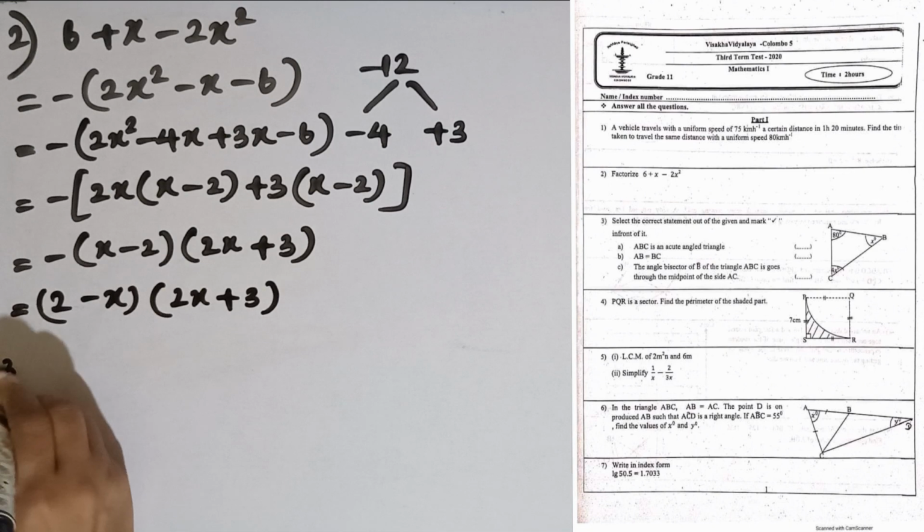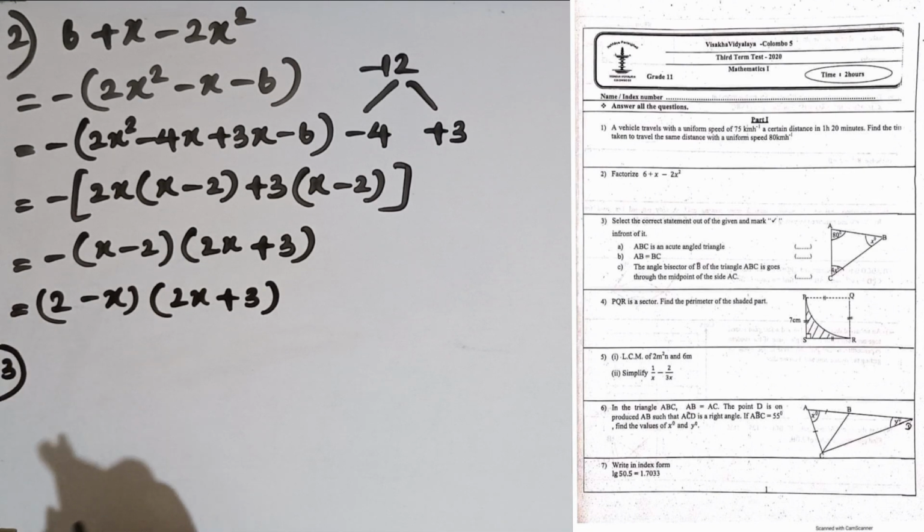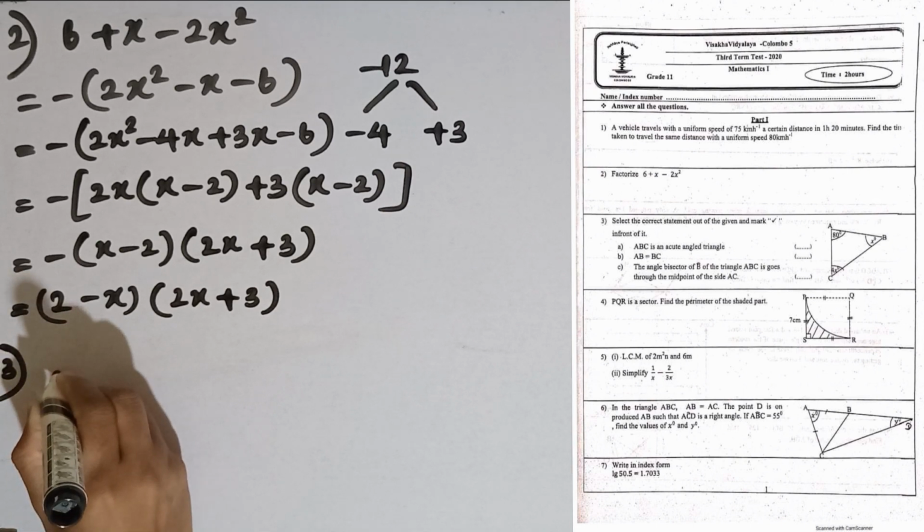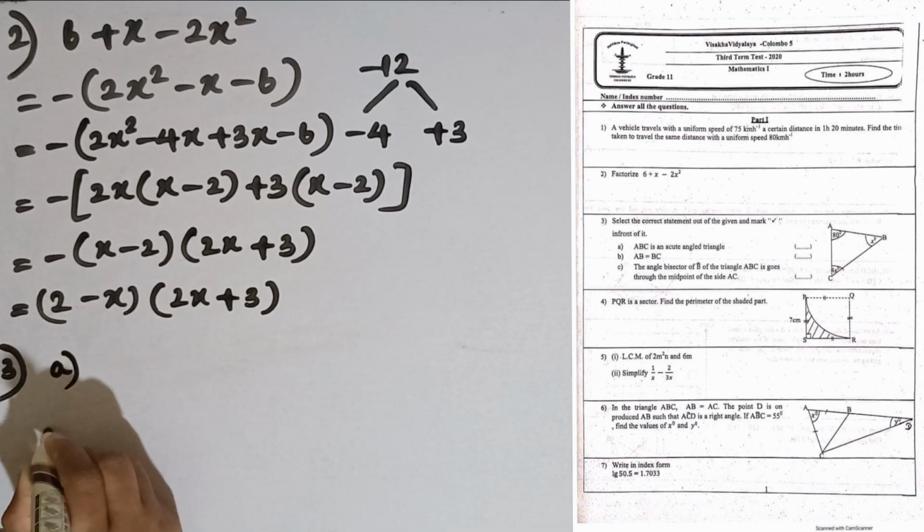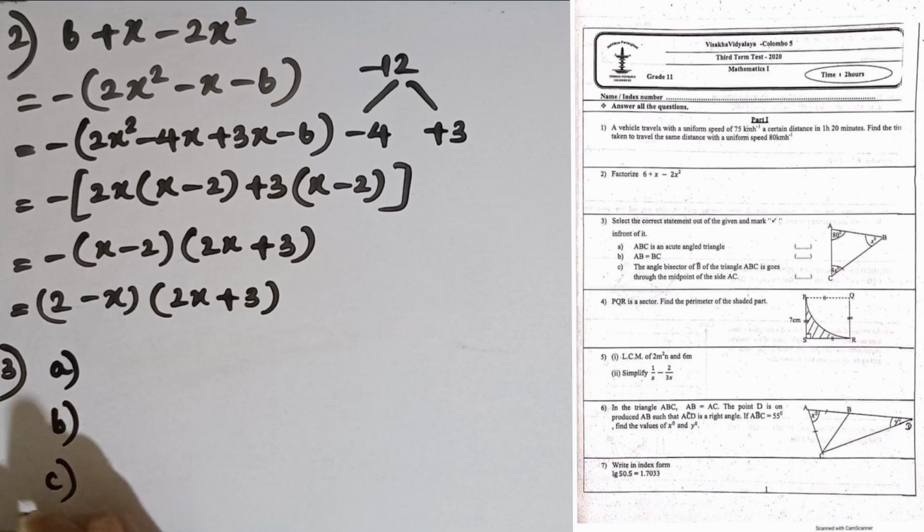Then question number 3. Select the correct statement out of the given and mark a tick in front of it. We are given a diagram here. I will write these statements ABC as ABC. Then the interior angles of the triangle are 80, 4x and x. We know that the interior angle sum of a triangle equals 180 degrees.